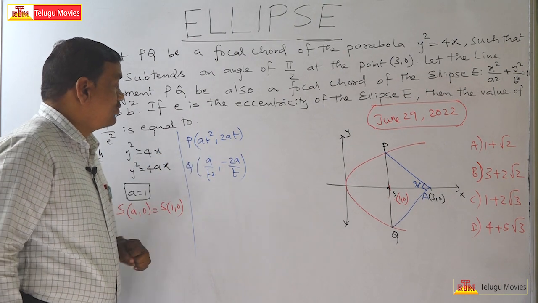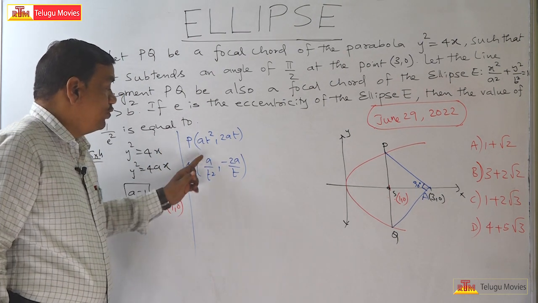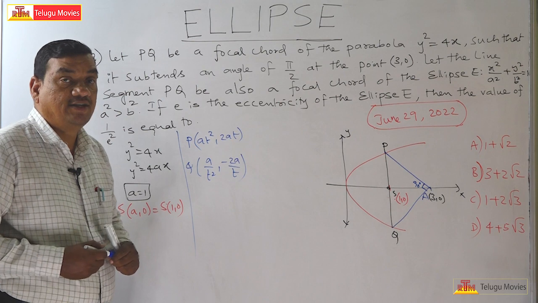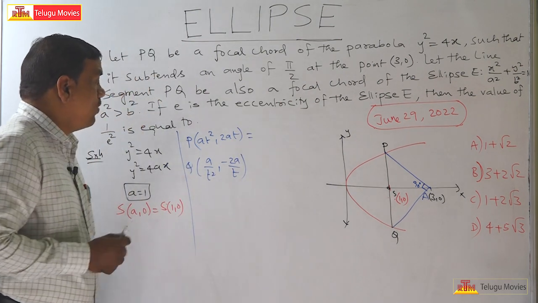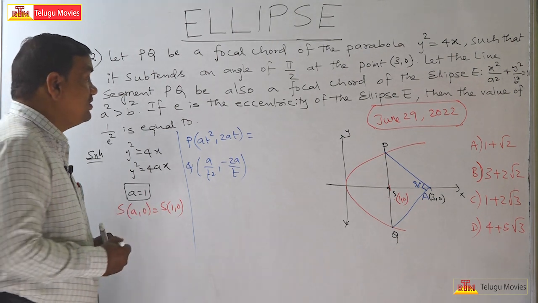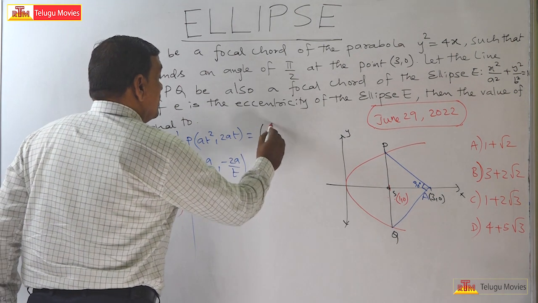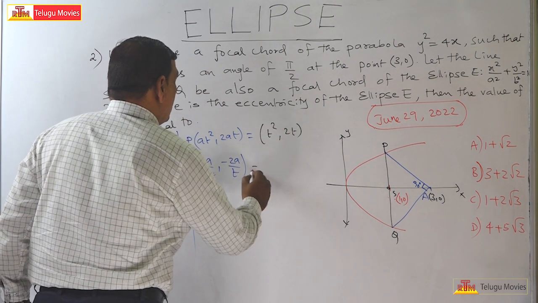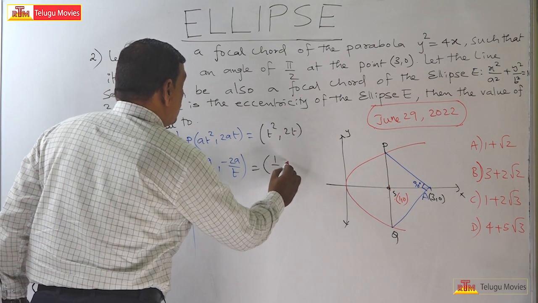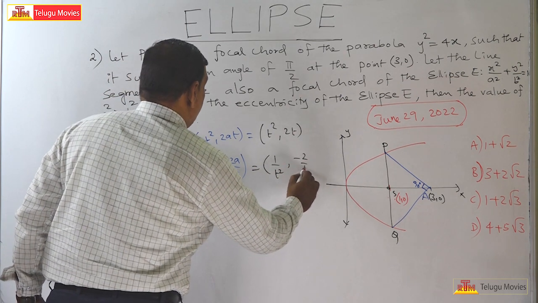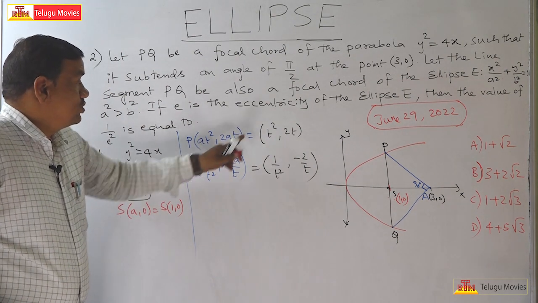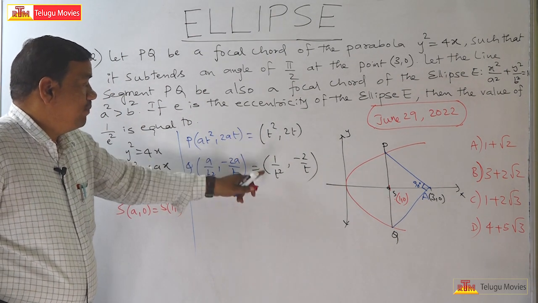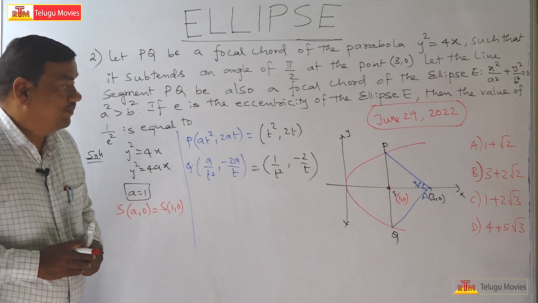If P is (at², 2at), then Q is (a/t², -2a/t). So for our problem, what is our a value? The a value is 1. Therefore, this point is (t², 2t), and this is equal to (1/t², -2/t). Here I have substituted a equal to 1 everywhere. So these are the endpoints P and Q of the focal chord PQ.